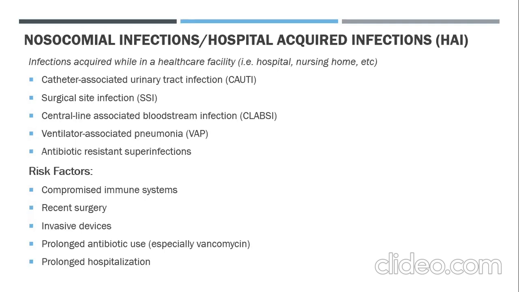So nosocomial infections. Nosocomial is a fancy name for hospital-acquired infections. Healthcare, really the term is healthcare-acquired infections, because you could be in a nursing home and it still falls under the same tier. So with that, types of healthcare-associated infections could be related to catheters, urinary catheters.